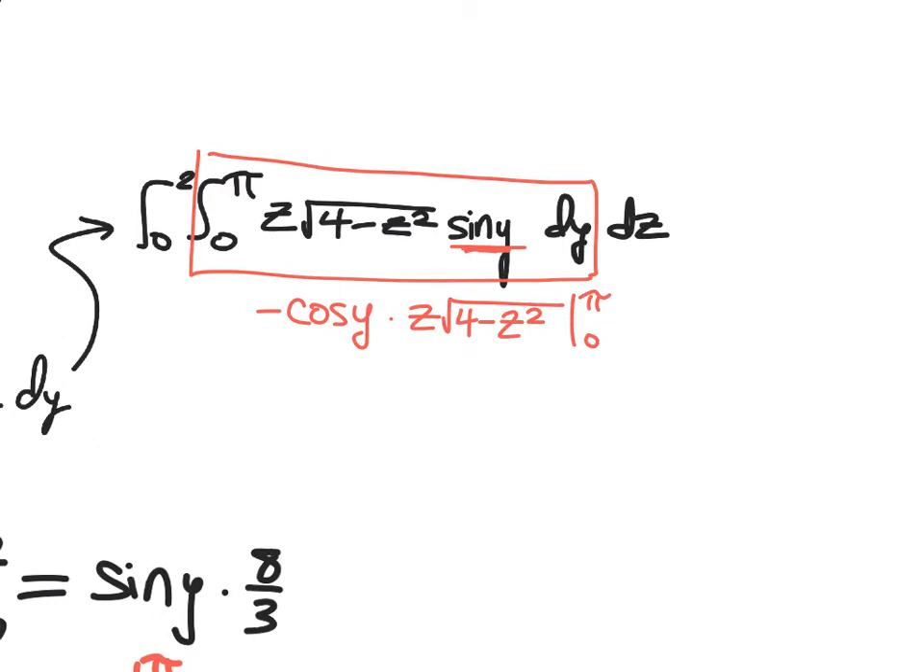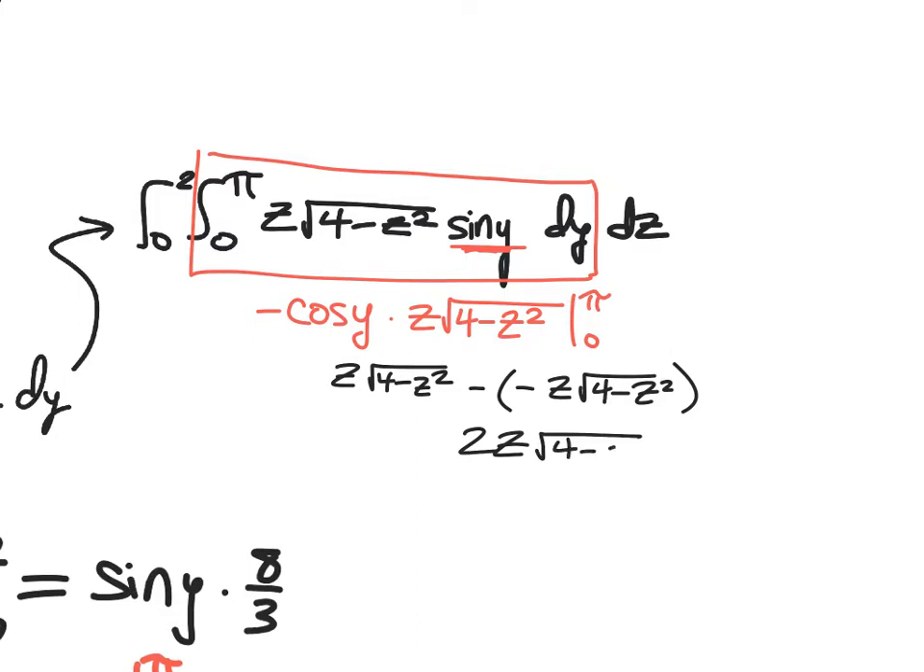So once I crunch those numbers, things are going to start cleaning up very nicely, and then we'll be done with the problem in seconds flat. Because if I plug in pi, I'm going to get a negative 1, so positive 1, so just z root 4 minus z squared. Plug in a 0, I get a negative 1, so minus the negative version of this, which is going to give me 2 of those, so 2z square root of 4 minus z squared, and that's happening over the interval of 0 to 2.